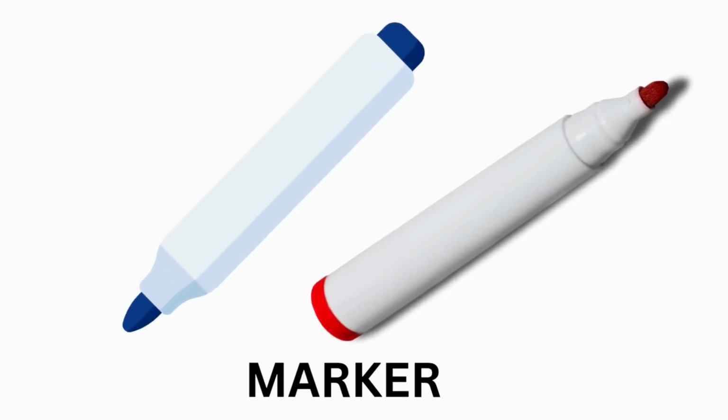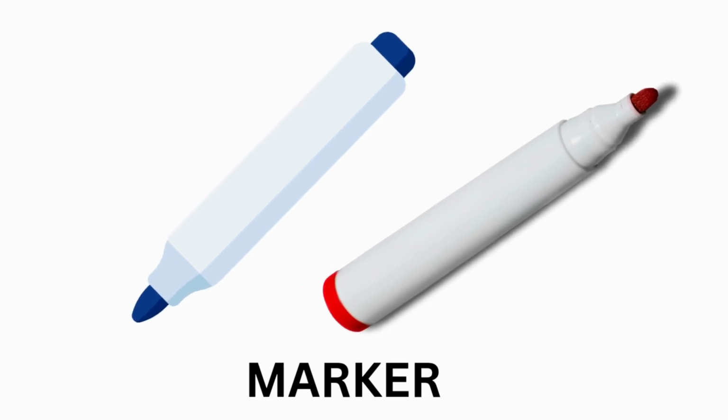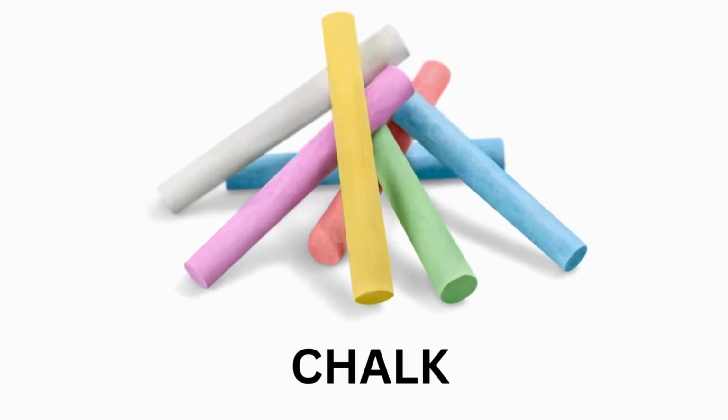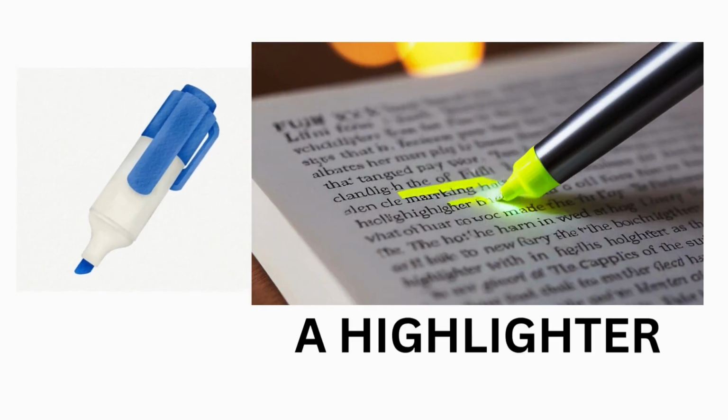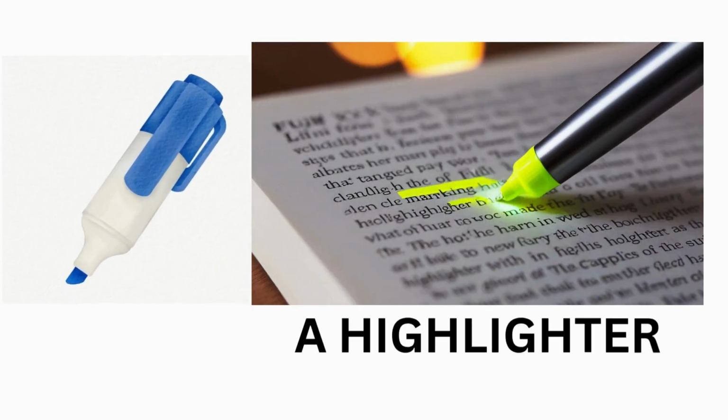This is a marker. A marker. The teacher writes on the board with the marker. This is chalk. Chalk. We write on the blackboard with chalk. This is a highlighter. A highlighter. We mark or highlight important words with the highlighter.